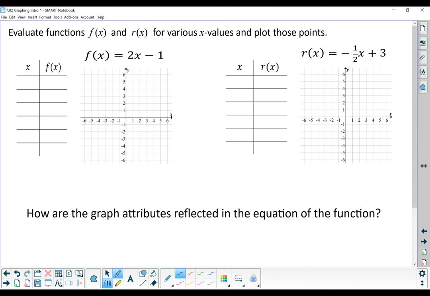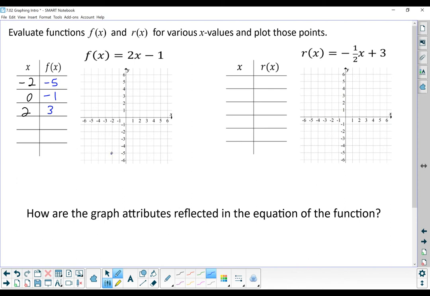So let's see, I'm going to pick -2, 0, and +2 because that seems like it would work pretty well. If I sub in a -2 here, that's -4 minus 1, so that's -5. If I sub in 0, 2 times 0 minus 1 is negative 1. And if I sub in a positive 2, this is 2 times 2 minus 1, that's 4 minus 1, that's 3. And you could do that in your calculator or in your head, whatever you're the most comfortable with.